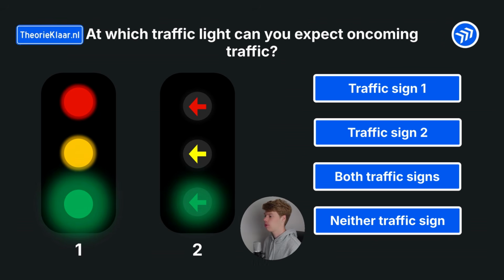At which traffic light can you expect oncoming traffic? Traffic sign 1, 2, both traffic signs, or neither traffic sign? The right answer here in the Netherlands is at traffic sign 1. When you think of a round traffic light, think of the letter E. From everywhere you can expect traffic, including oncoming traffic. But at traffic light 2, you cannot expect traffic from the opposite direction.